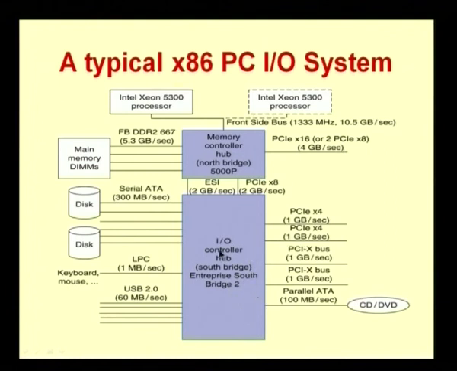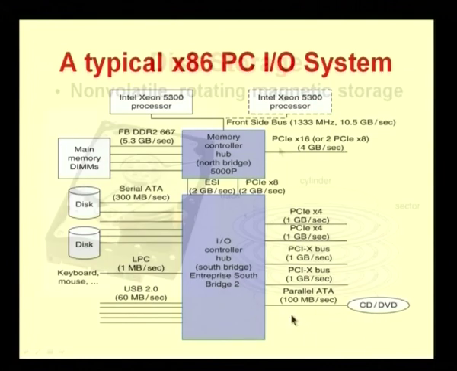So, the south bridge you can see will be connected to different I/O devices. You have a disk controller that may be connected, different disks can be connected, keyboard, mouse, USB, okay, and then other PCI extension buses can be connected to it. You can have a parallel ATA, which is again another standard that is used to connect CDs and DVDs. So, this can be connected over here and so on. So, this is another typical configuration that we would see within a system.